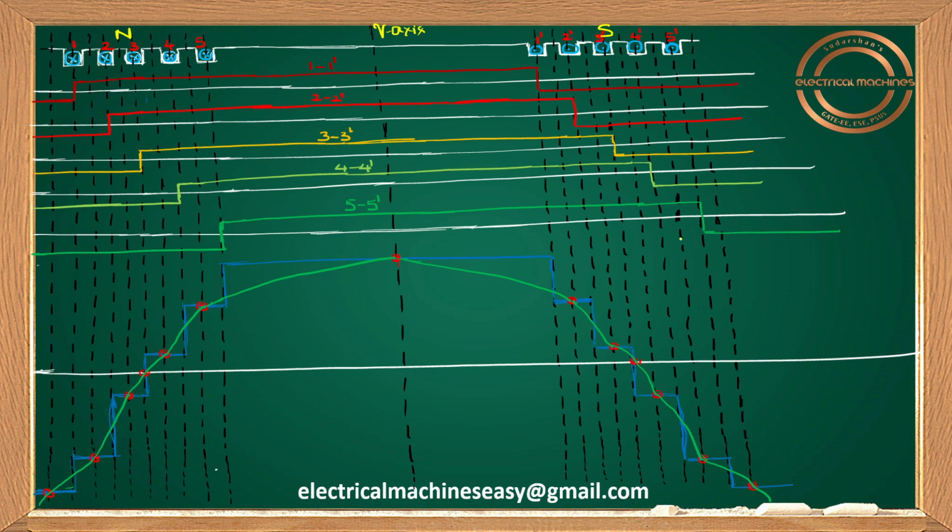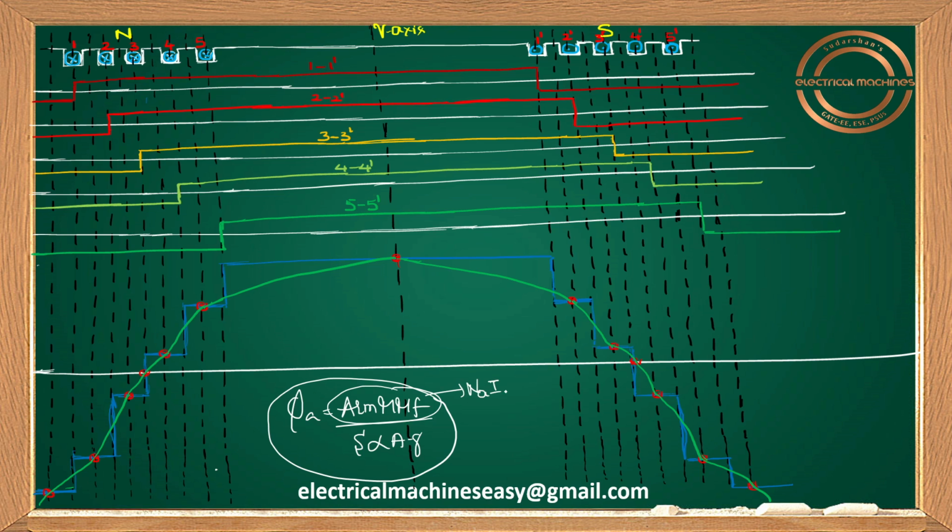So for that, please tell me, what is the formula for armature flux? Armature flux equals armature MMF divided by reluctance, where reluctance is proportional to the air gap. Okay, so please try to see. Let us explain this armature MMF waveform. So tell me, armature MMF means what? Number of armature turns into armature current.